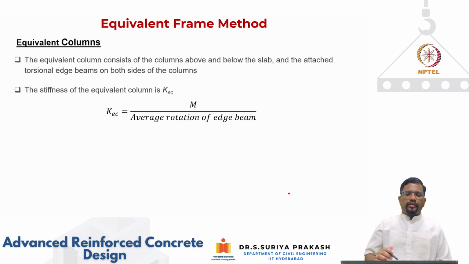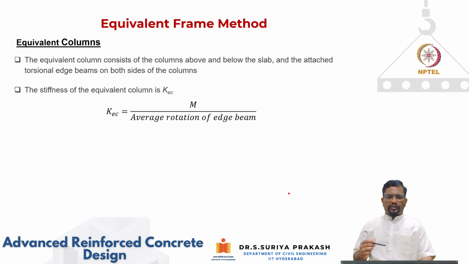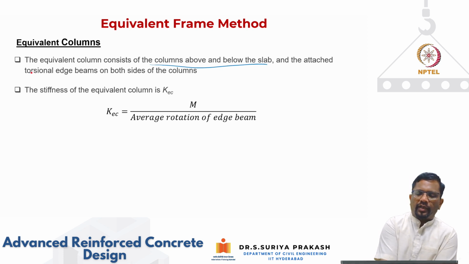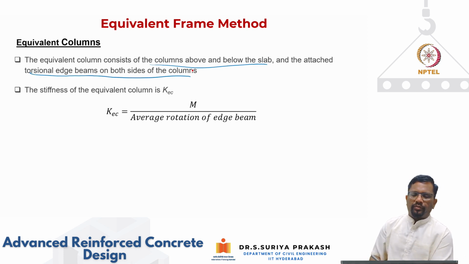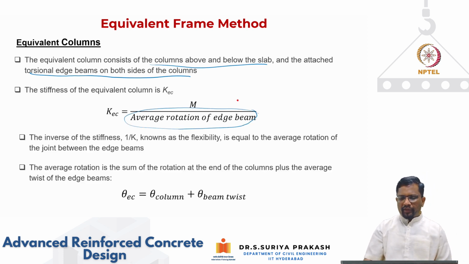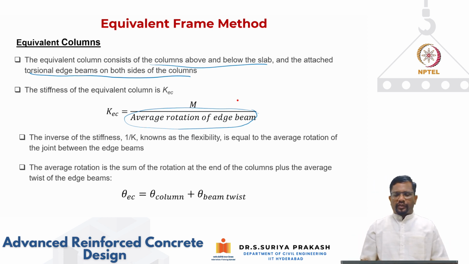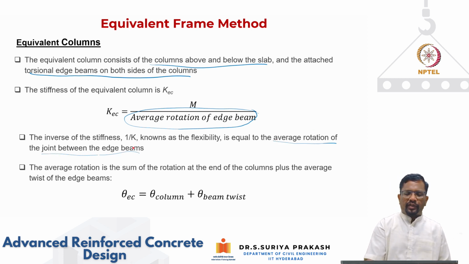Okay, again, in the torsional stiffness, we have said the equivalent column consists of the columns above and below the slab and the attached torsional edge beams on both sides of the column. Now, what is the equivalent column stiffness? If I apply some moment in the joint, I have to divide it by the average rotation of the edge beam. The inverse of stiffness, 1 by k, we know is flexibility. It is equal to the average rotation of the joint between the edge beams.